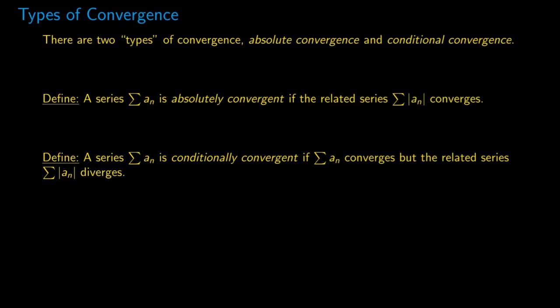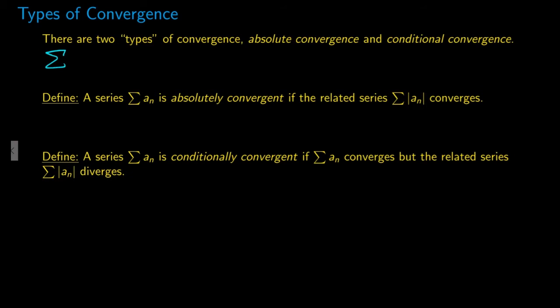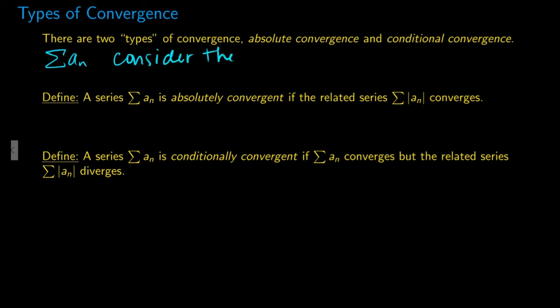There are two types of convergence, absolute convergence and conditional convergence. So, given a convergent series, we'll say the series A sub n, we will consider a related series where we take the absolute value of each of the summands. We'll call this the sum of the absolute values. Okay? And this new related series is going to help us determine the kind of convergence for the original series.